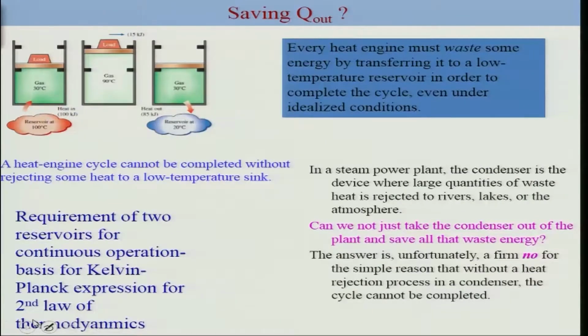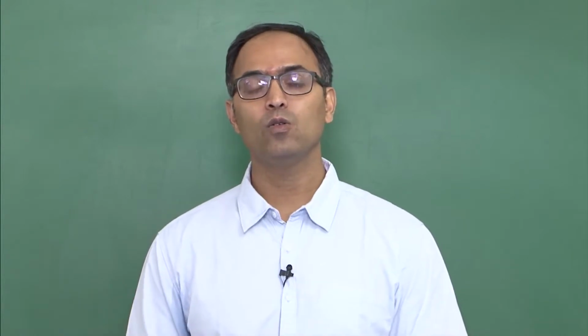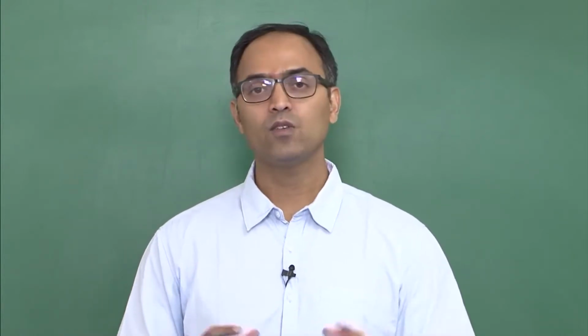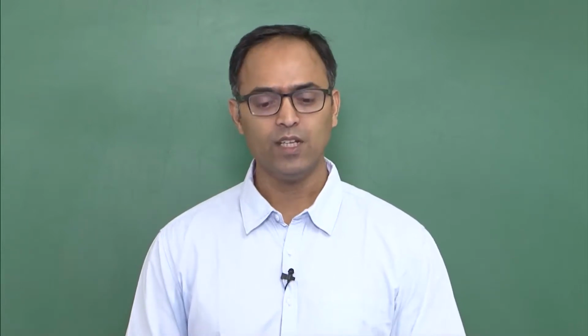Now the question is why we cannot have Q out 0, or why we need to actually discard certain energy to a low temperature reservoir. Why can't we just make use of a single reservoir in order to complete the cycle? So let's take an example, an illustration, in order to understand that we cannot work with just a single thermal reservoir for a cyclic device.